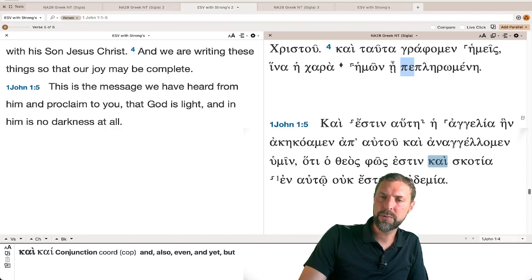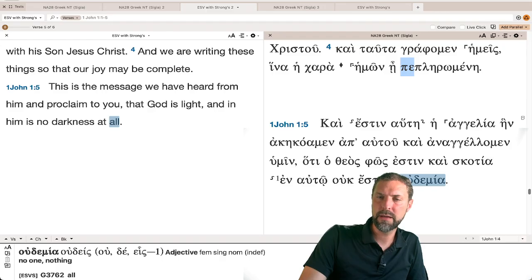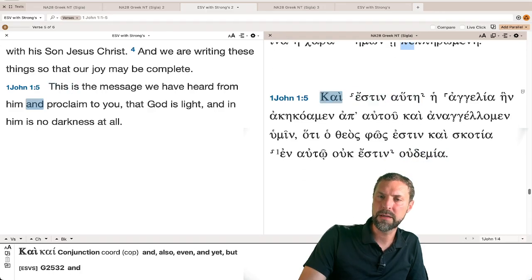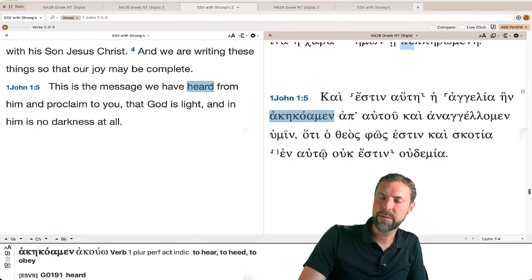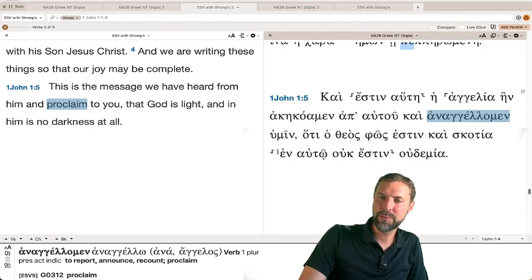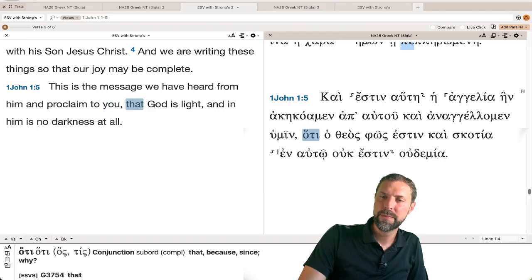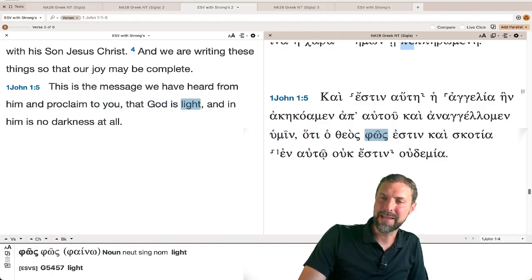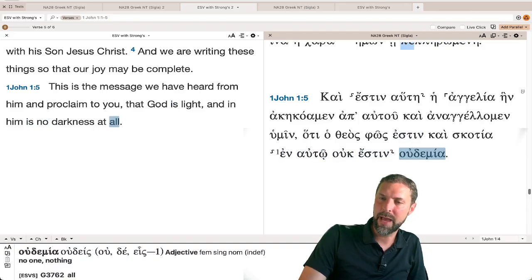And I'll end here because we have a final perfect in this sentence. And this is the message which, relative pronoun, we have heard, perfect, and that's my form that I've got several times up above, from him, and are proclaiming to you, that God is light and darkness, skotia, in him is not at all.